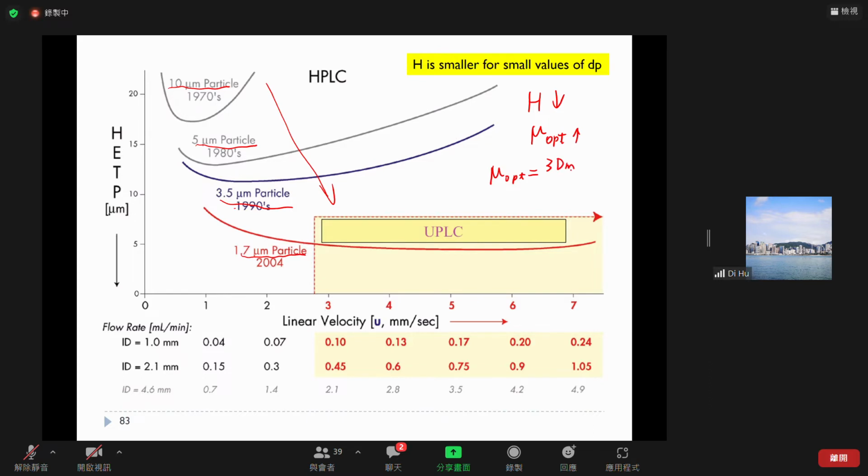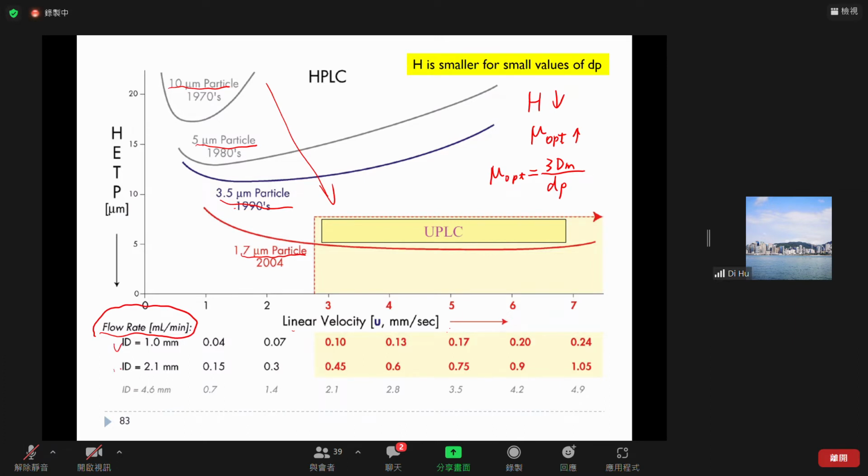Later on you will see that the optimized linear flow rate mu is equal to 3 dm divided by dp, so it is inversely proportional to dp. So when dp decreases, mu increases. So we can see that. This is a linear velocity, in millimeters per second. But when we set up the flow rate, we normally say milliliter per minute.